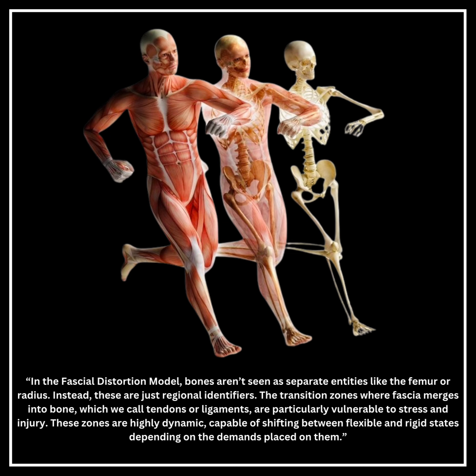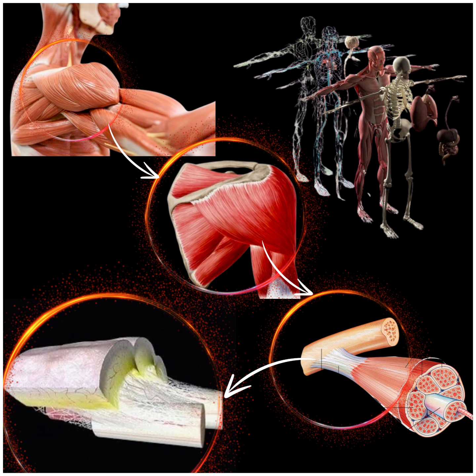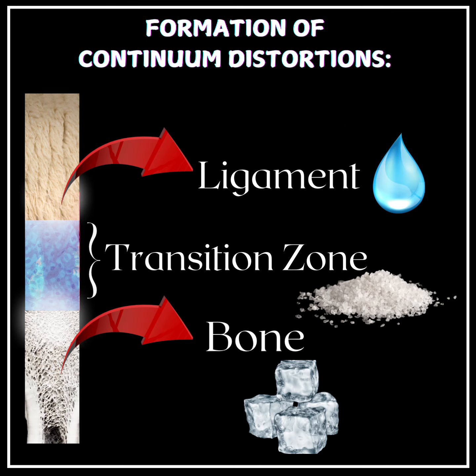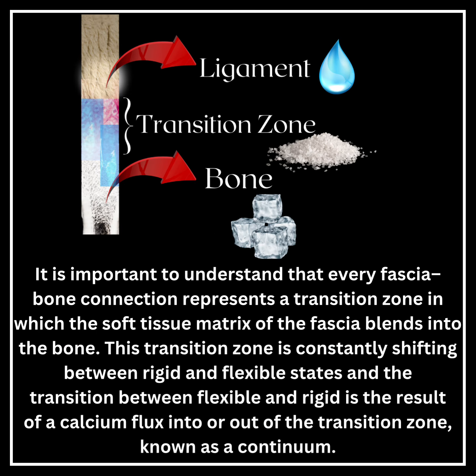The transition zones where fascia merges into bone, which we call tendons or ligaments, are particularly vulnerable to stress and injury. These zones are highly dynamic, capable of shifting between flexible and rigid states depending on the demands placed on them. Continuum distortions occur when the transition zone loses its ability to adapt and shift between these flexible and rigid states. Normally, calcium flows into or out of the transition zone, strengthening or softening the connection based on the forces it encounters. When this process is disrupted, such as through trauma or repetitive strain, the transition zone can get stuck in one configuration, leading to pain and dysfunction.